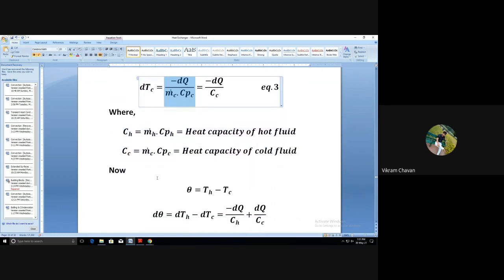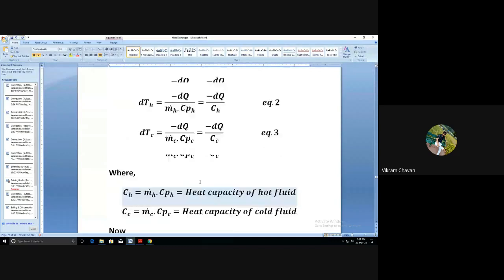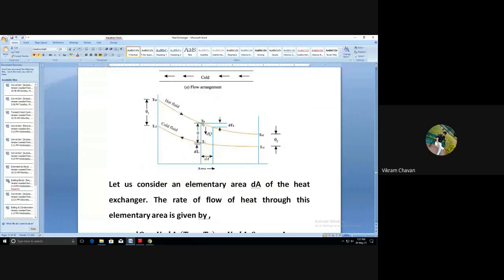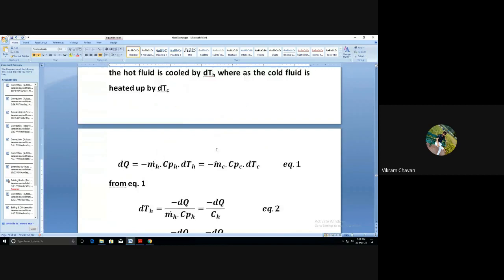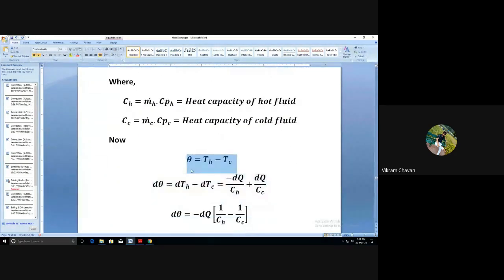Now once again, in a similar fashion, whatever we have considered for the parallel flow, the same procedure we have to follow for the counter flow also. So here also we are considering that theta is nothing but Th minus Tc. If you differentiate this theta, then you will get the equation as d theta is equal to dTh minus dTc.